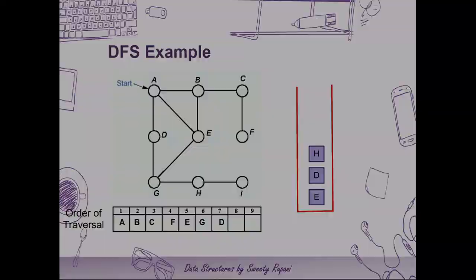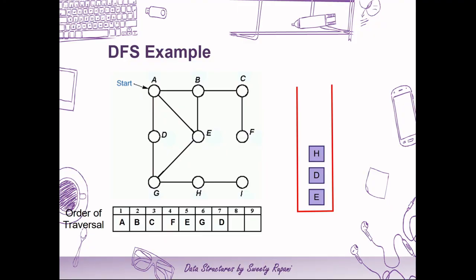Next vertex to come out is D. D has adjacent vertices A and G, which have already been visited. So nothing would be pushed onto a stack. Next one is H. H comes out. H has adjacent vertices G and I, out of which G has already been visited. So I would be pushed onto a stack. Next vertex to come out is I. I has a vertex H which is adjacent but has already been visited. So nothing would be pushed onto a stack.